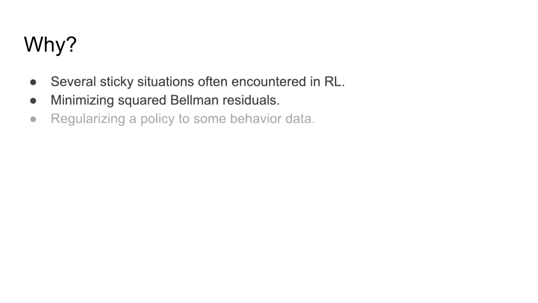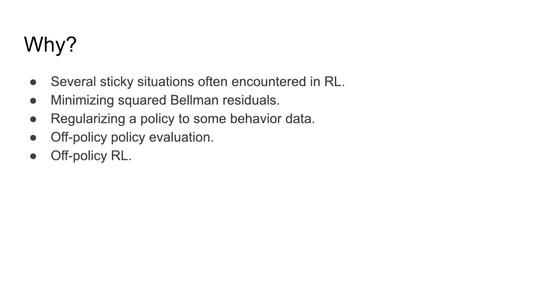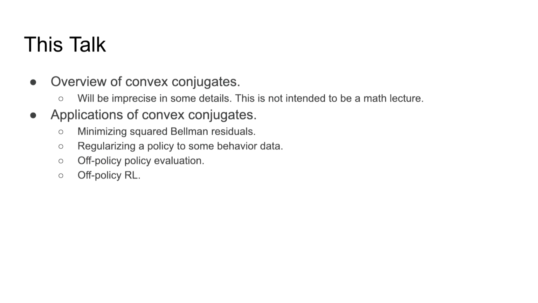OK, so hopefully that provided some motivation. There's a bunch of sticky situations encountered in RL: minimizing the squared Bellman residuals, regularizing a policy to some behavior data which you don't know where it came from, doing off-policy policy evaluation, and even doing off-policy RL. And all these can be approached using ideas from convex duality. And that's what I'll talk about in this talk.